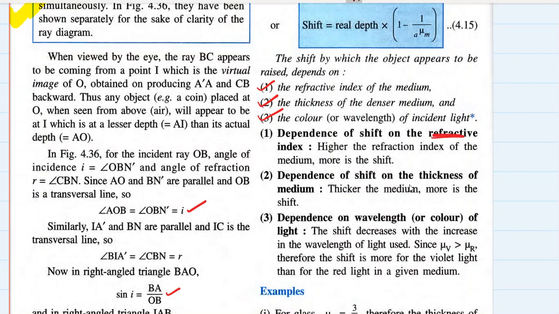Greater the refractive index, more is the shift. Higher the refractive index, greater will be the shift. So if the denser medium has the greater refractive index, the shift will be greater. Okay, what about the thickness of medium? Thicker the medium, more is the shift. More thick the medium is, shift will be higher.